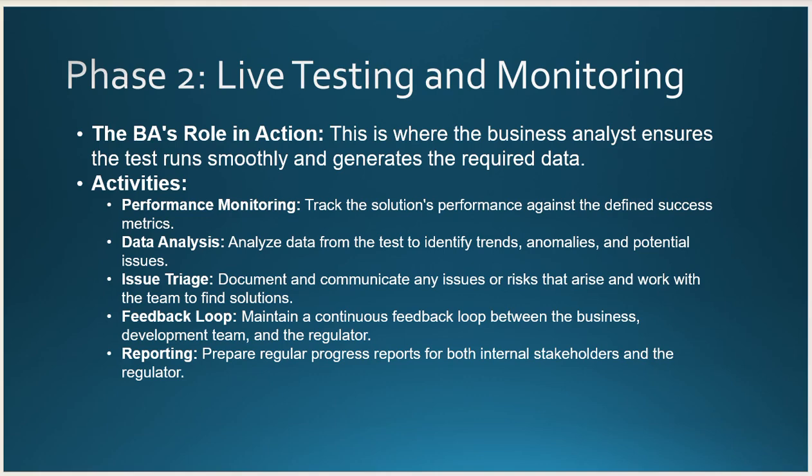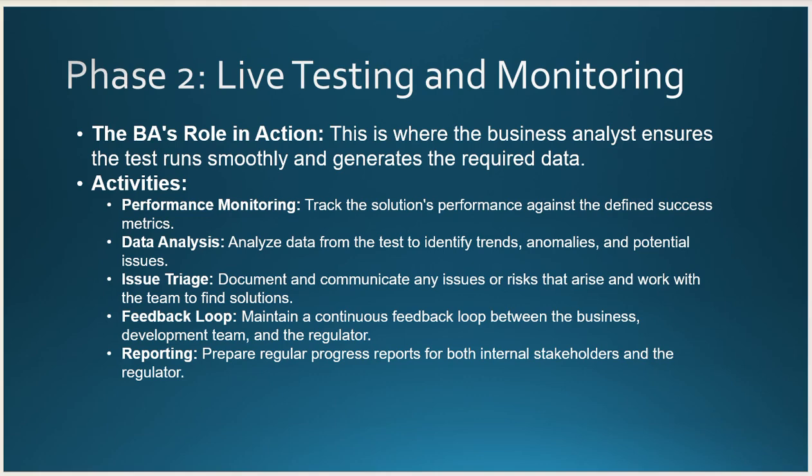And the issue tracking document communicates any issue or risks that arise, and works with the team to find the solution. I already explained it. And the feedback loop: maintain a continuous feedback loop between the business development team and the regulator. If new feedback or project enhancement feedback comes, that will help increase the capability or functionality of the product.